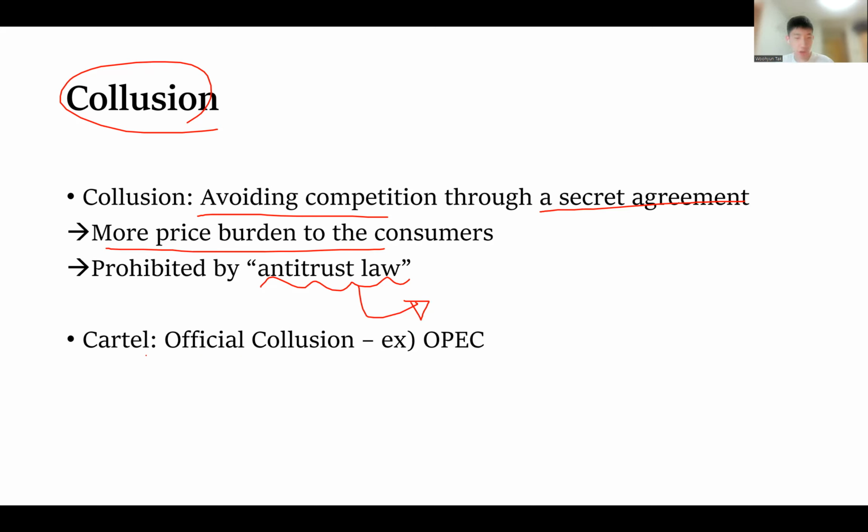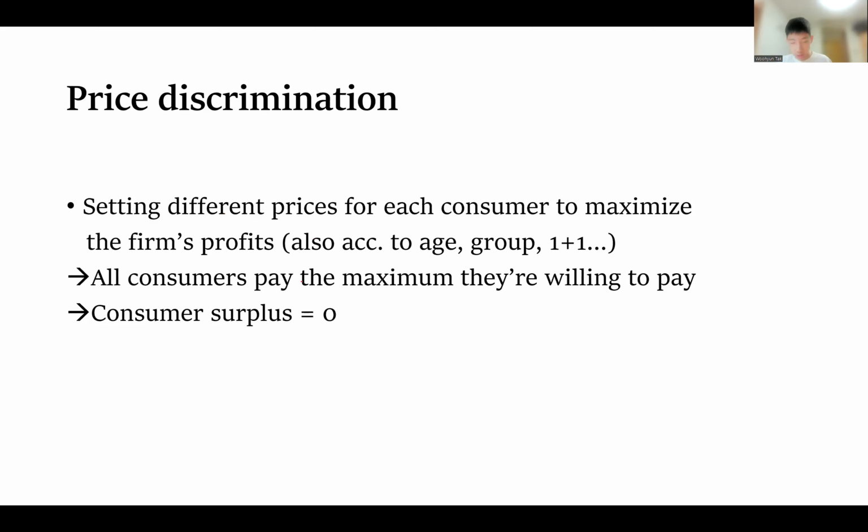There are some cases of cartel, which is an official form of coalition. For example, OPEC, consisting of nations who export oil, is implementing a cartel to secure their profits in the oil market. We're going to almost end.